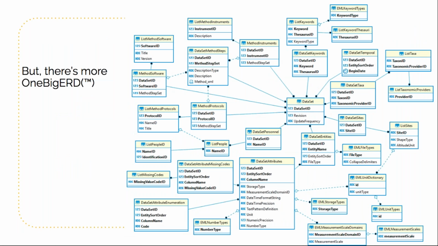But there's more. Here's the one big ERD that has an even more comprehensive view. Those sites are described by other tables, and those linkages are by other tables, and there's more about taxonomy, and there's more about methods and protocols and instruments and software. So it's quite a complex and comprehensive design here.